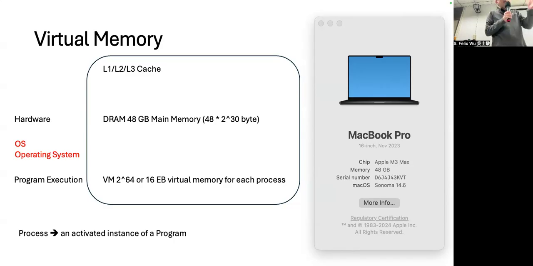But the addressability of this computer, by the way, is 64-bit. So 64-bit is 2 to the 64. And I want to tell you how big that is: 2 to the 64 is 16 exabytes. Okay, 16 exabytes.